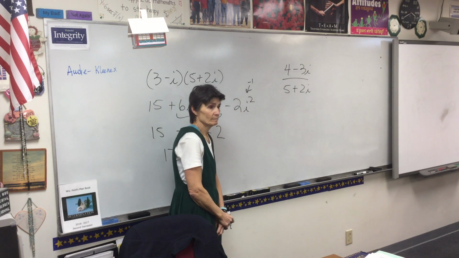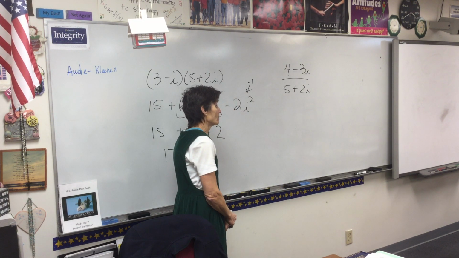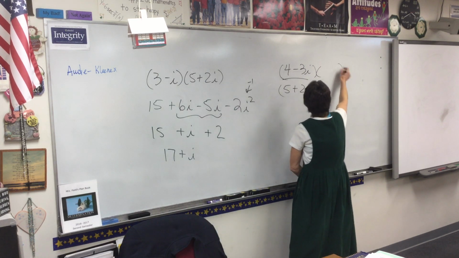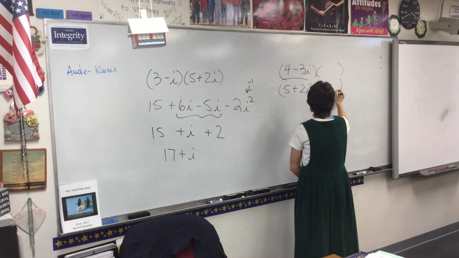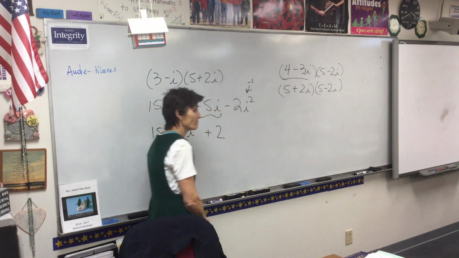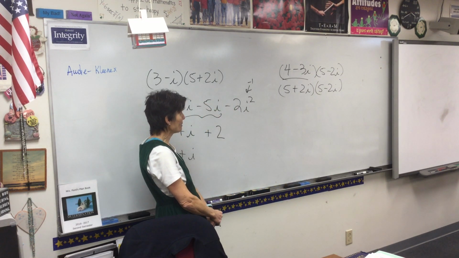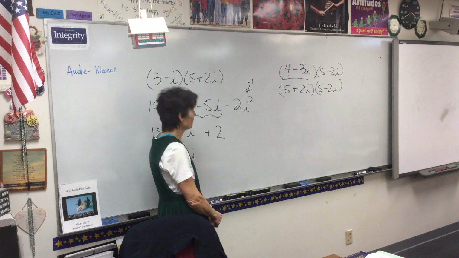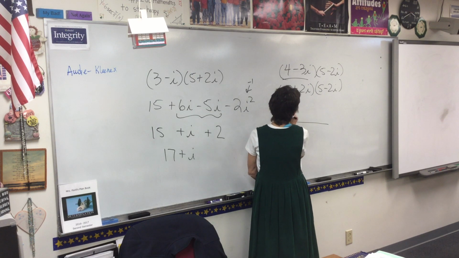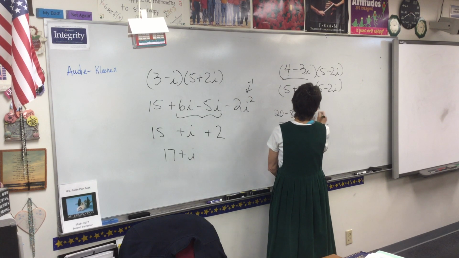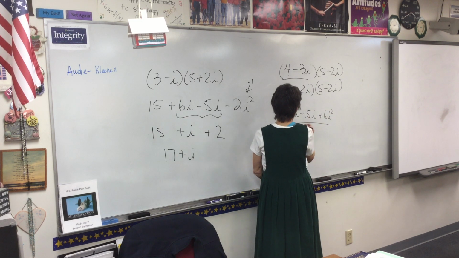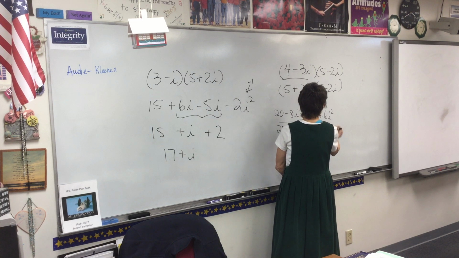What do we do? You've got to multiply the top and the bottom by the conjugate of the bottom. And the conjugate means we just change the middle sign. So we multiply the top and the bottom by the conjugate of the bottom. And then we just start FOILing like we did over here. So 20 minus 8i minus 15i plus 6i squared. And 25 minus 10i plus 10i minus 4i squared.